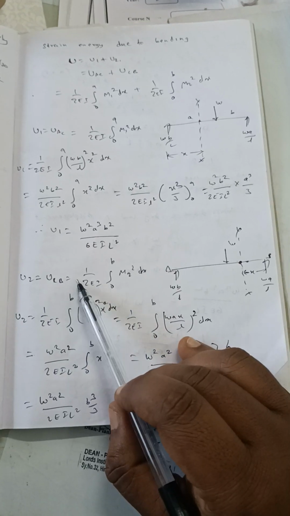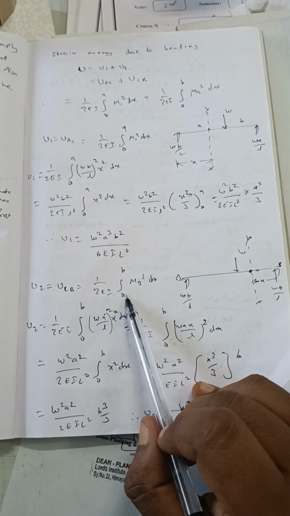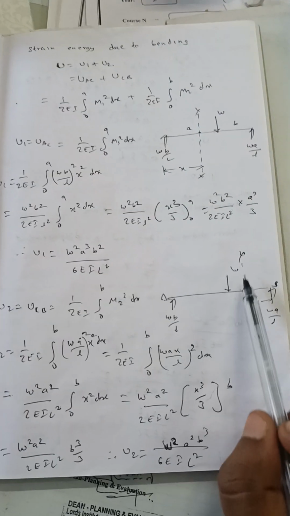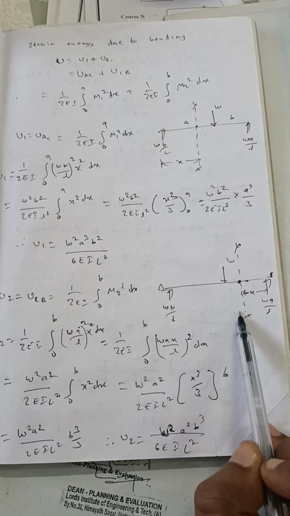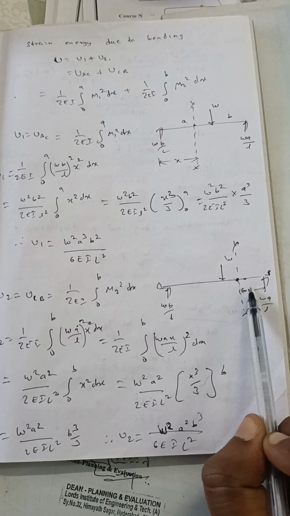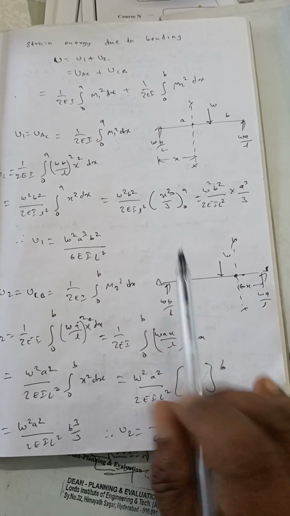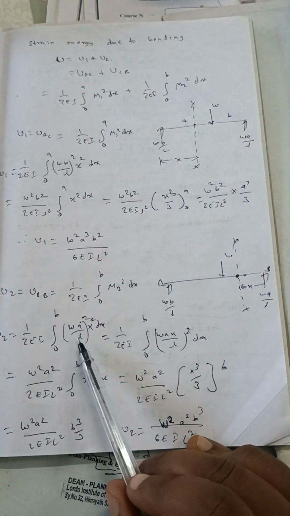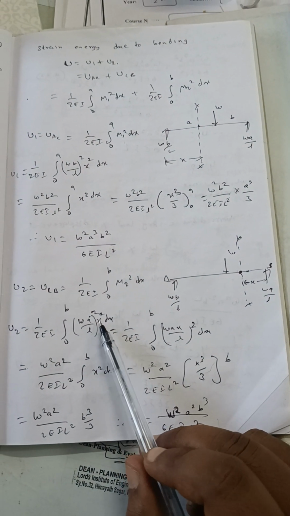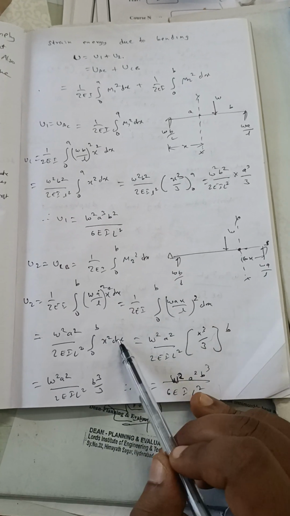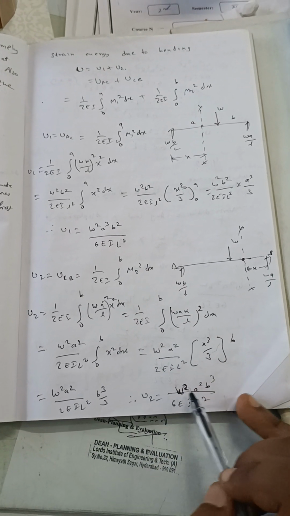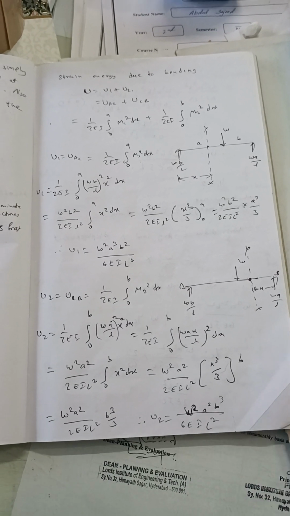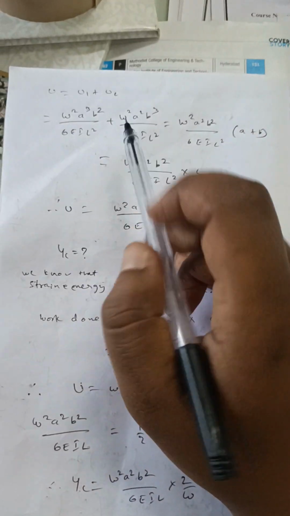Next U2. U2 equal to UCB. Now I need to find M2. So I am taking a section between C and B at a distance of x from B. Now M2 is WA by L into x, so WA by L whole square x square. If I integrate this and apply the limits, I will get W square A square B cube by 6EI L square. So U equal to U1 plus U2.